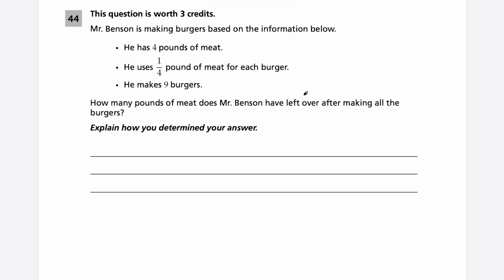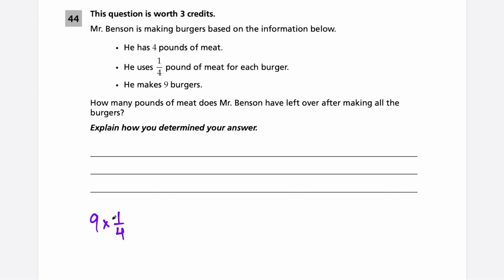So for this question here, let's go ahead and find the actual answer, and then we'll explain how we determine the answer. So for this one, we have the total amount of meat here in the first line. But then we know that Mr. Benson is going to use 1/4 of a pound of meat for each burger, and he's making 9 burgers. So the first thing I would do is do 9 times 1/4, and that would tell us how much meat Mr. Benson is going to use to make all of the hamburgers.